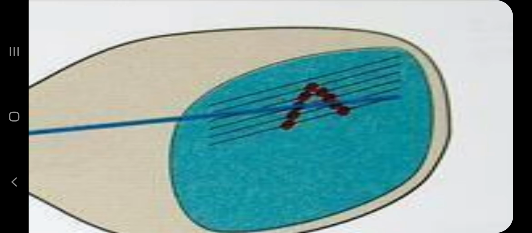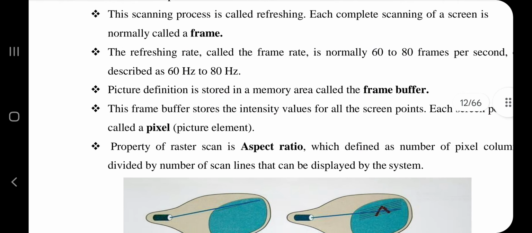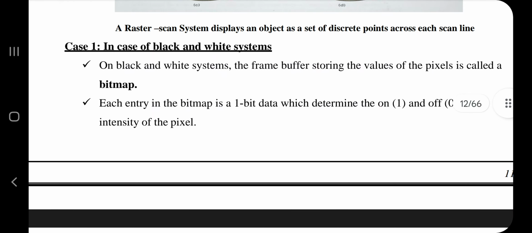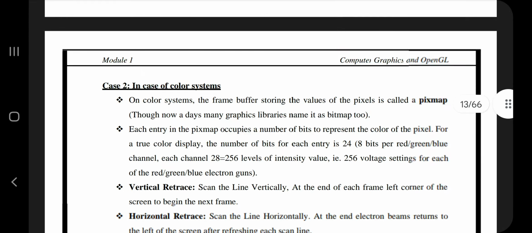The second extra point is that it uses bitmap for black and white and pixmap for color. So if you are using color, you will be using pixmap. If you are using black and white, you will be using bitmap. All this information is given here. If you go through it once, you will easily get to know. Okay, those are the extra content which you can write.